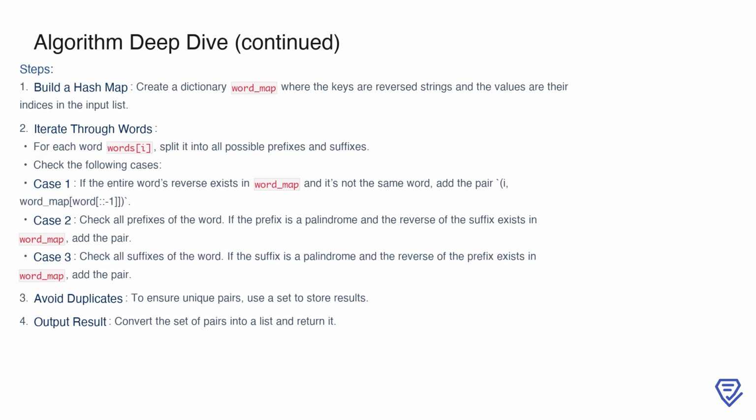Similarly, for the third case, we look at the suffixes. If a suffix is a palindrome and the reverse of the corresponding prefix exists, we add this pair as well. Throughout this process, we use a set to store the results, ensuring that duplicate pairs are avoided. Finally, we convert the set into a list and return it as the output.